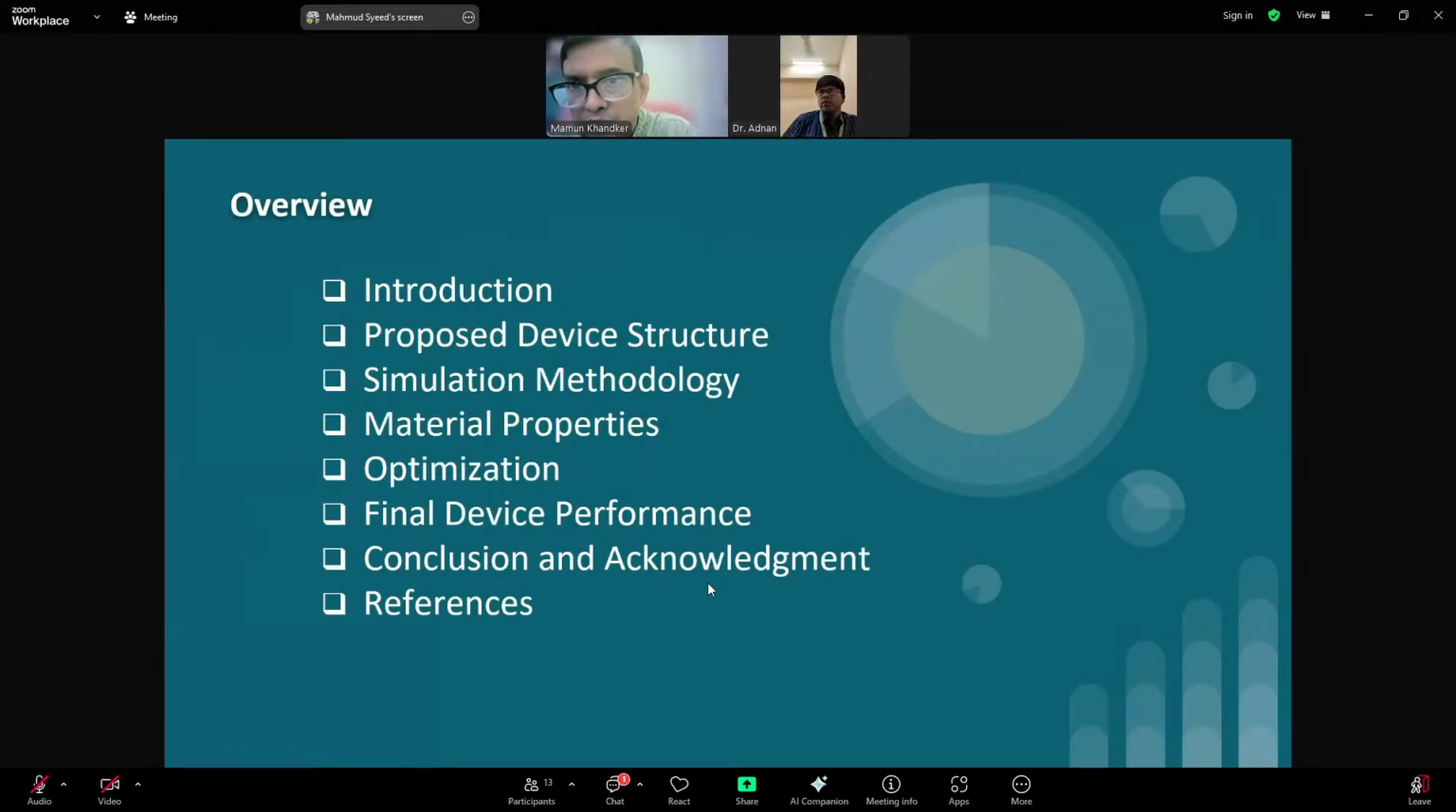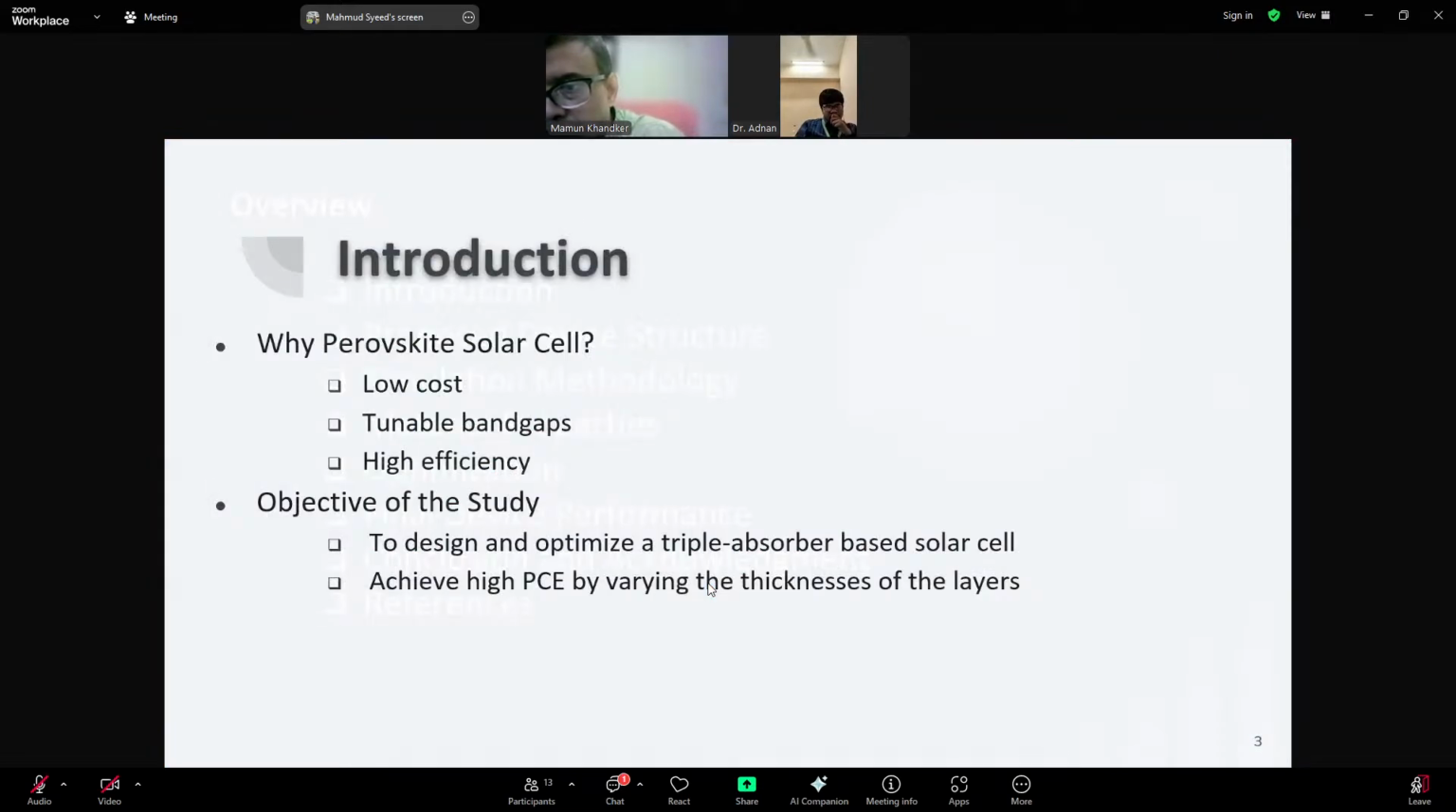Now, let's have a quick overview of the slides. We'll be going through this presentation. We will then dive into the structure, simulation process, our results, and wrap up the presentation with conclusions. So this is the introduction slide. Now, what is perovskite material? Perovskite material is a thin film solar cell.